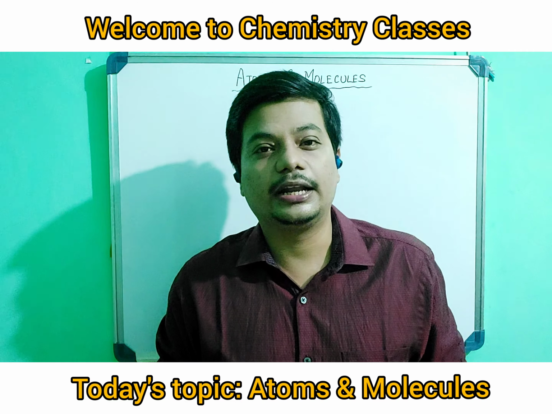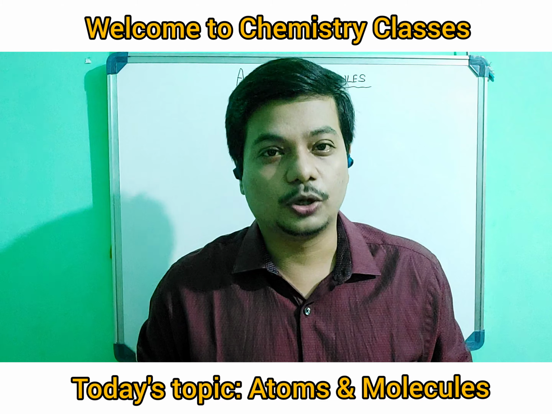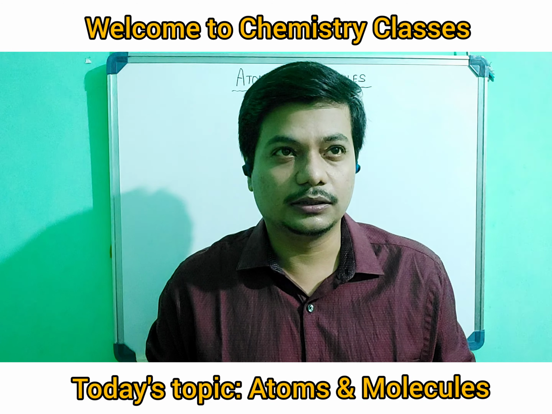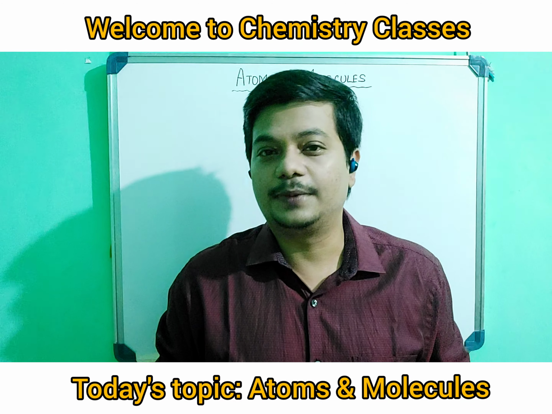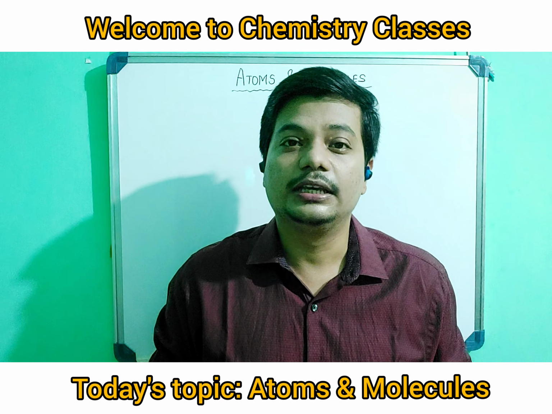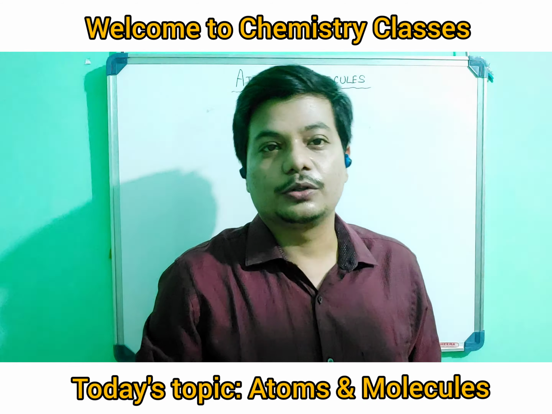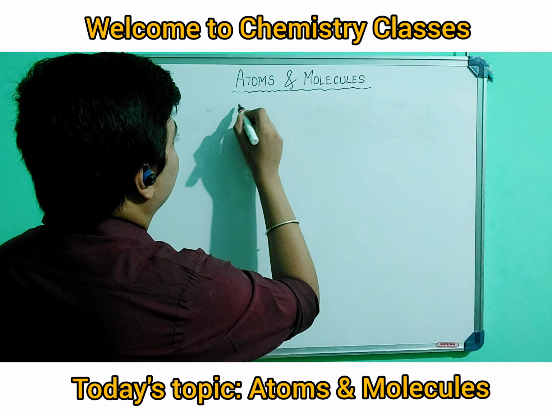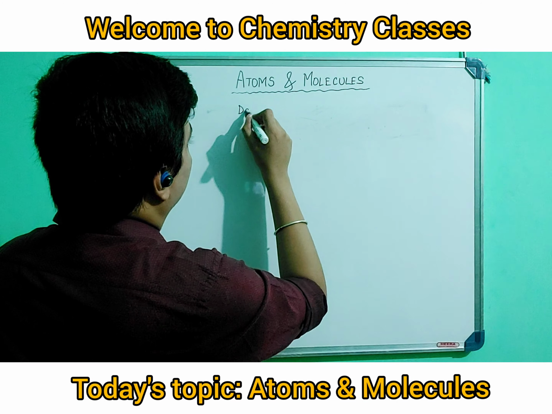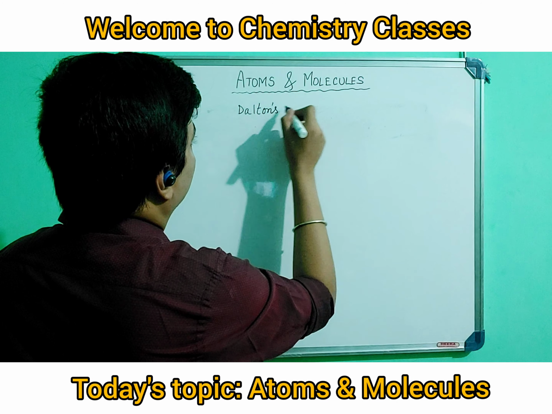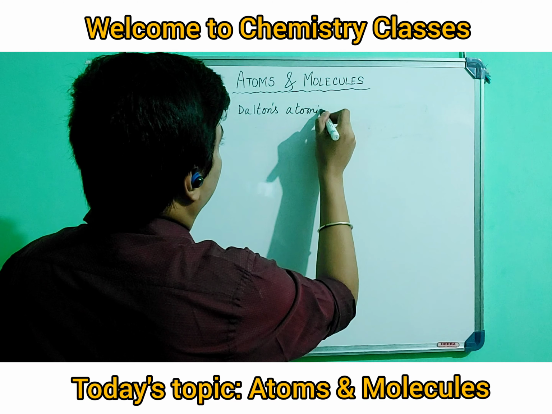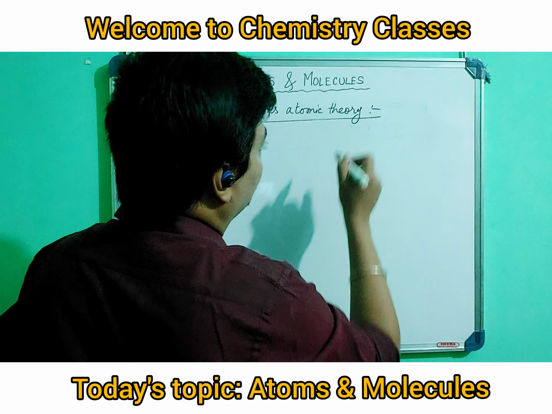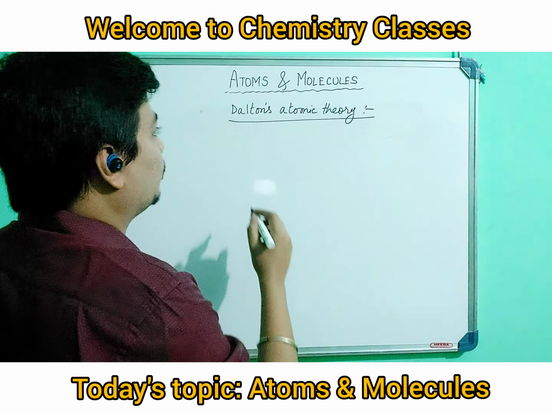So in 1808, this English physicist, John Dalton, gave some postulates based on the observations that he made and the experiments that he carried out. The 5 postulates of John Dalton's atomic theory are: so here is John Dalton's atomic theory.